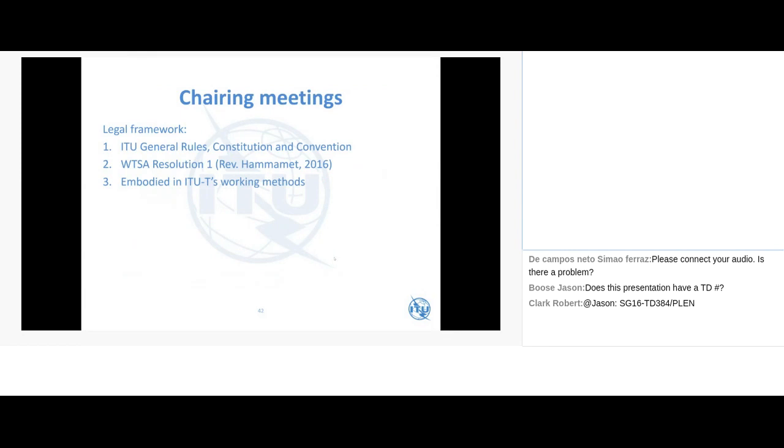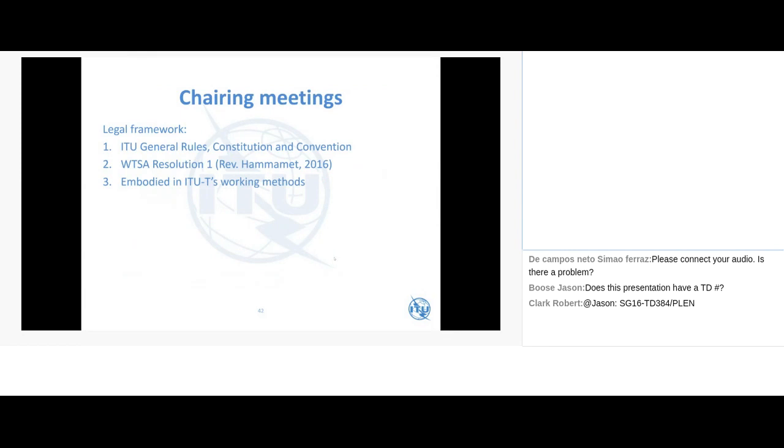Chairing meetings. Without getting too complicated, there is a legal framework within which we operate and within which we chair meetings. These are described in the ITU general rules, the Constitution and Convention. All of these apply at the level of ITU as a whole, the whole organization. Specifically in ITU-T, we have WTSA Resolution 1, which defines many of the rules that apply within the T sector or within the work of the study groups.